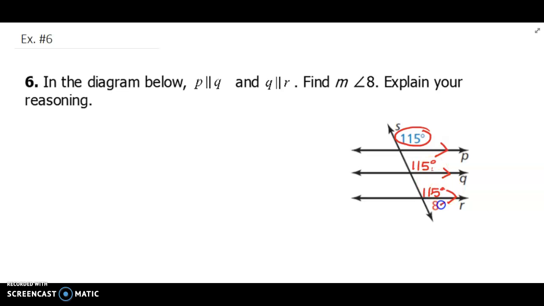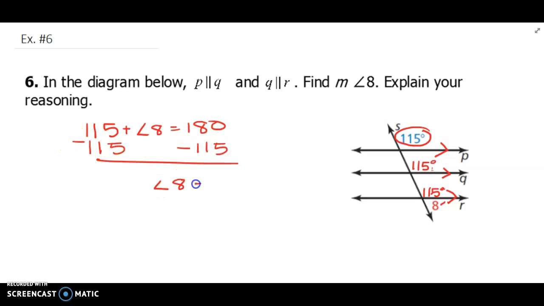Well, now this and angle 8 are a linear pair, which means they're supplementary. So I can say 115 plus angle 8 is 180. Minus 115, angle 8 equals 65 degrees. And guys, just showing my work here, that's an explain your reasoning.